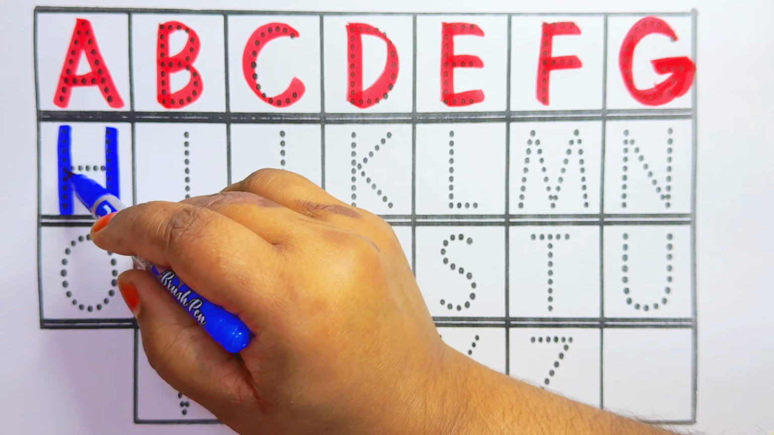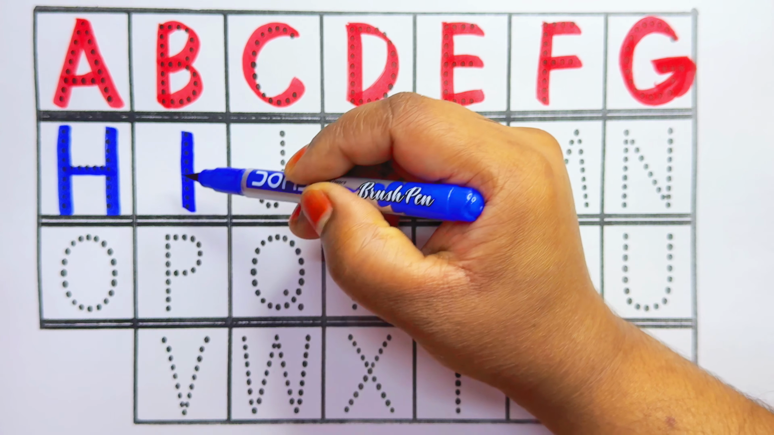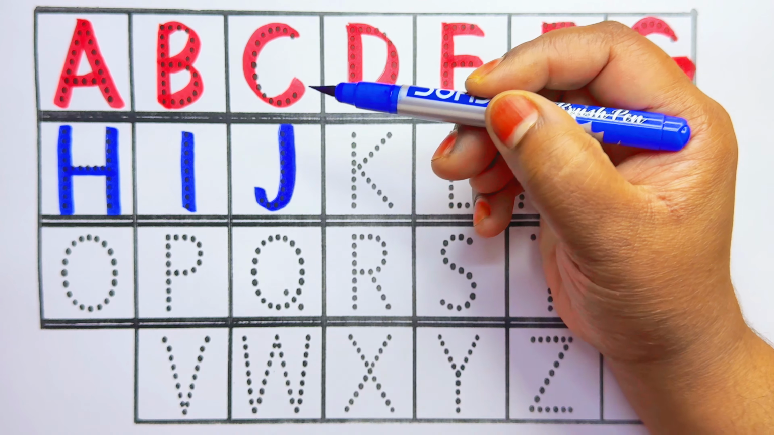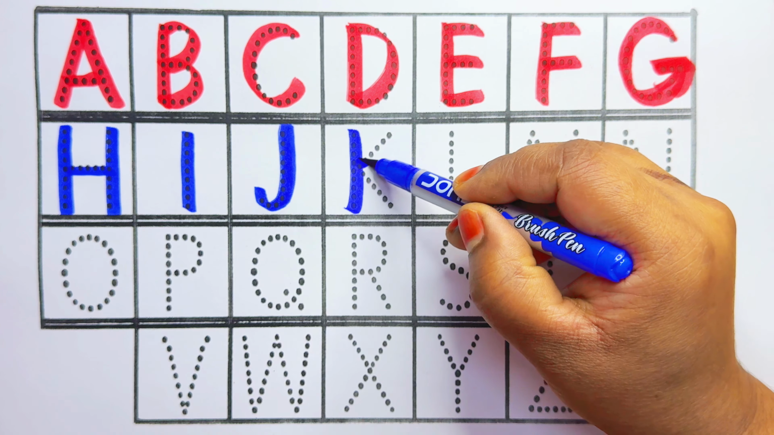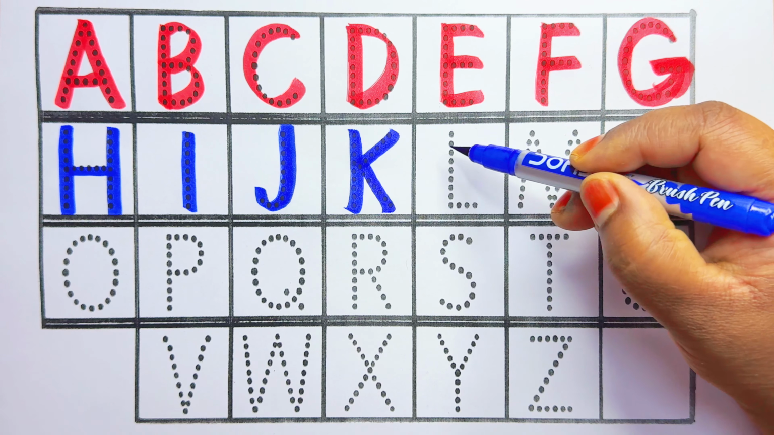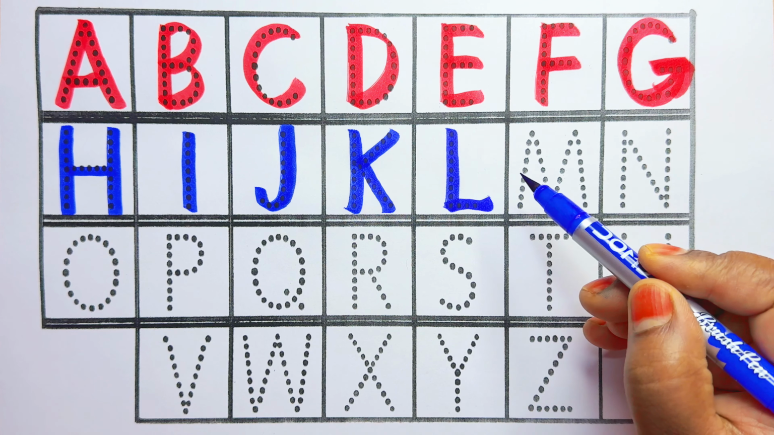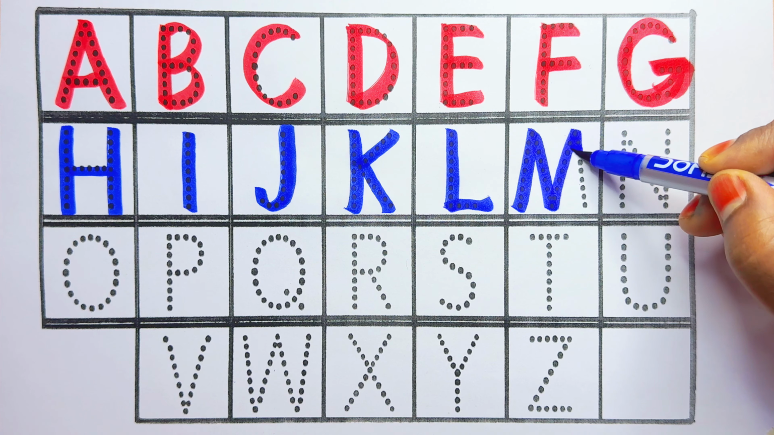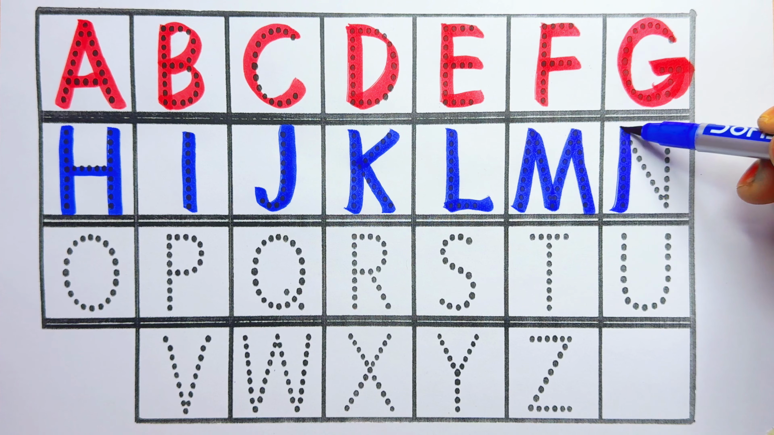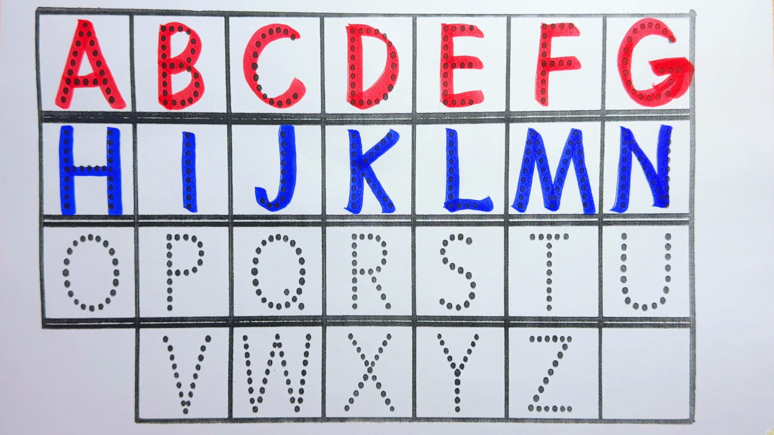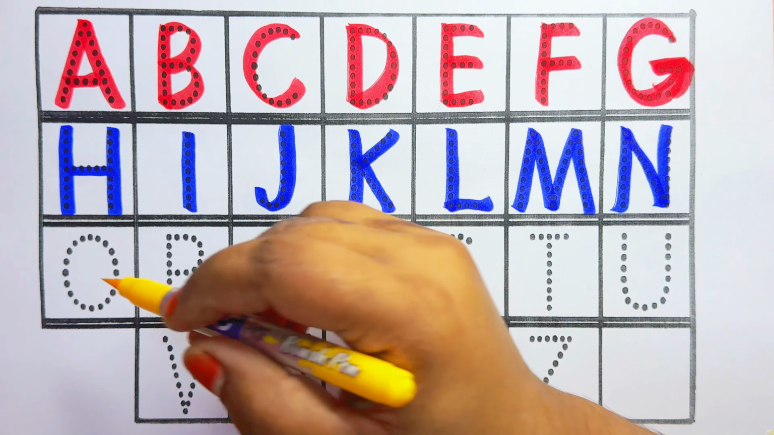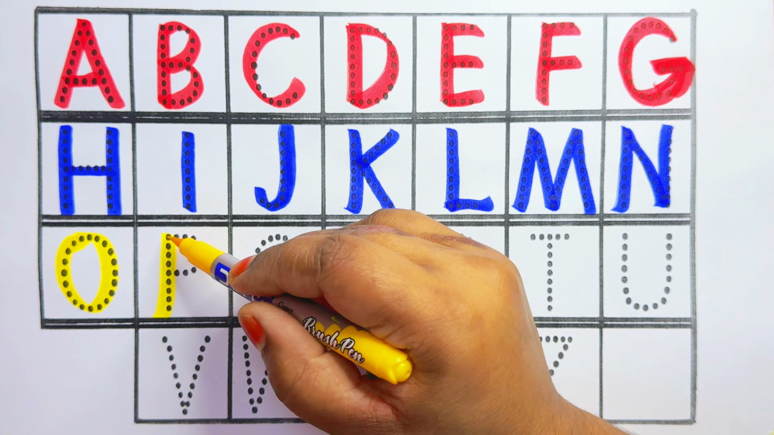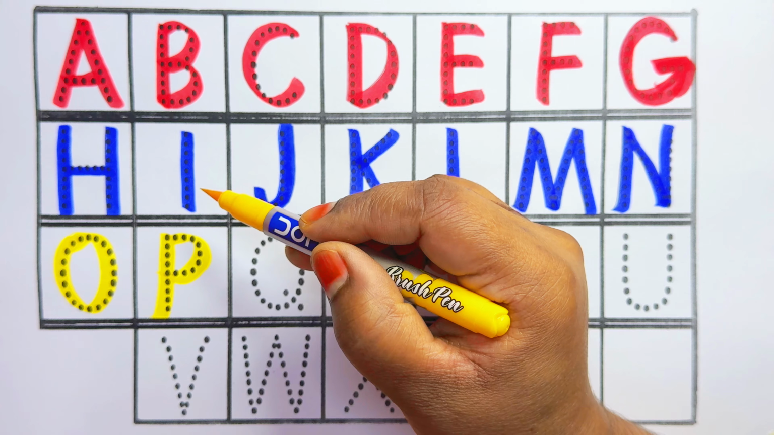H for hand. I for injection. J for jackfruit. K for kite. L for lemon. M for moon. N for needle. O for onion. P for pineapple.